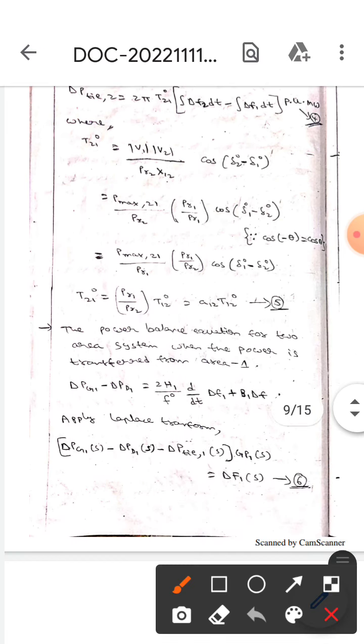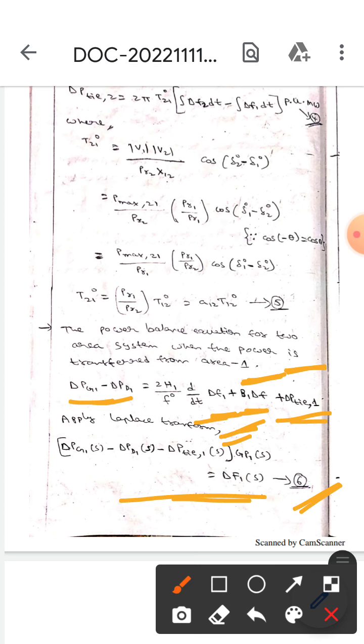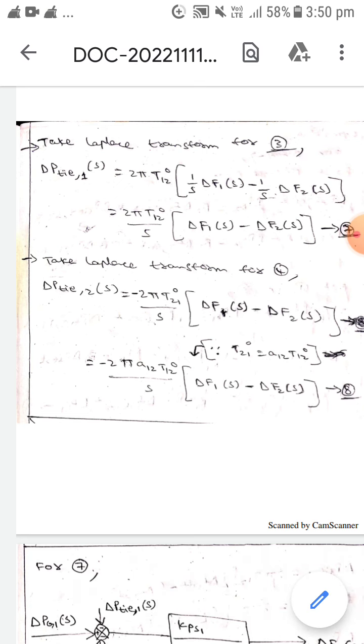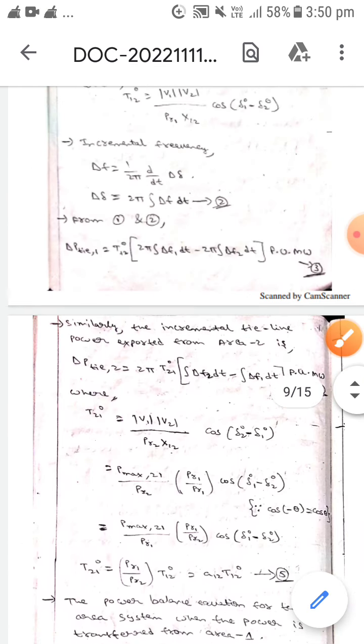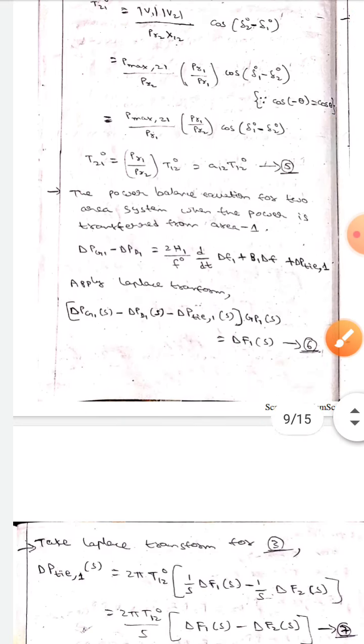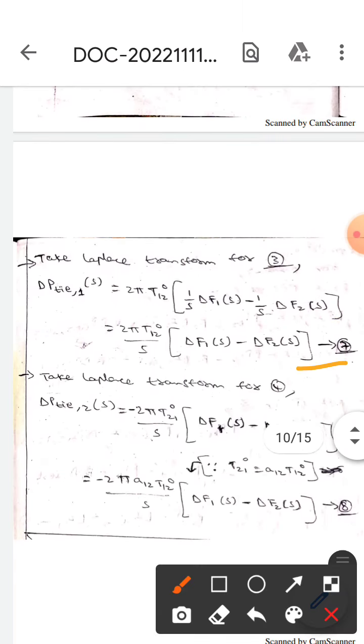Here the power balance equation for the two area system, when the power is transferred from area 1, is delta Pg1 minus delta Pd1 equals 2H1 by f0 into d by dt of delta f1 plus B1 delta f plus delta P_tie,1. If you apply Laplace transform, then we will get this equation, let it be equation 6. Taking the Laplace transform of equation 3, we will get this, let it be equation 7.